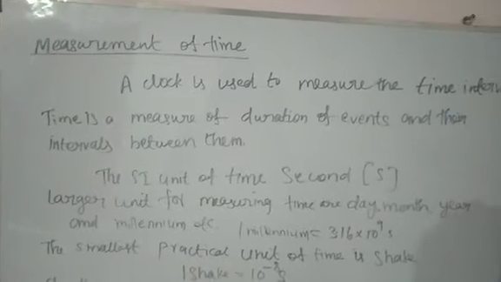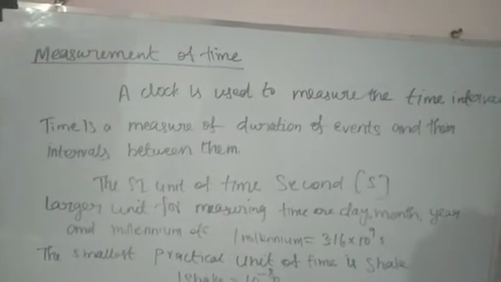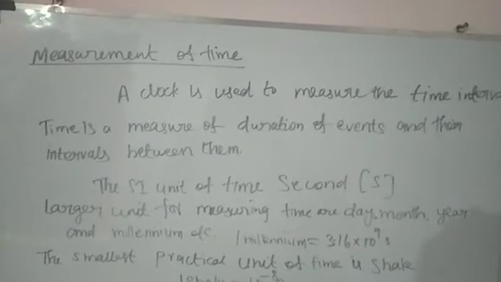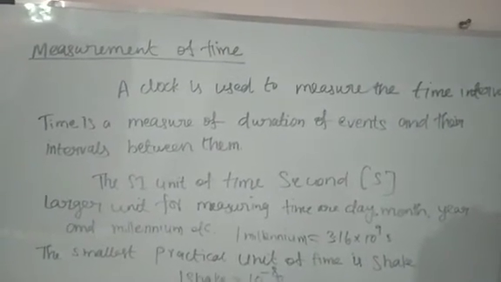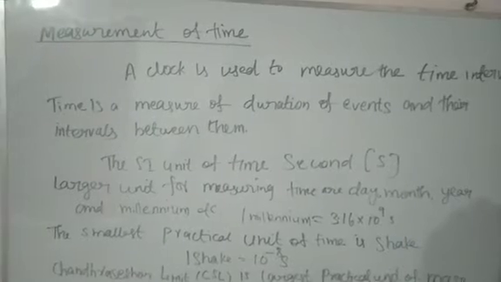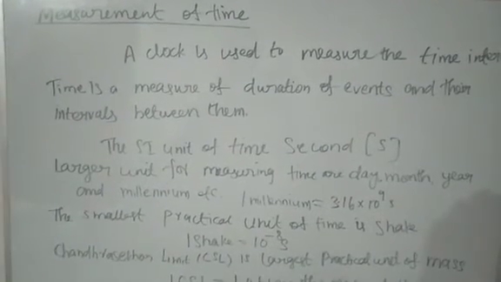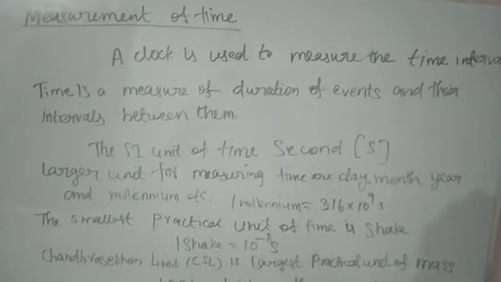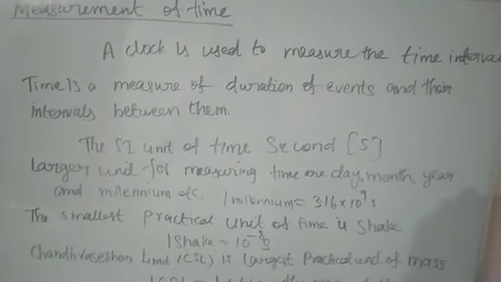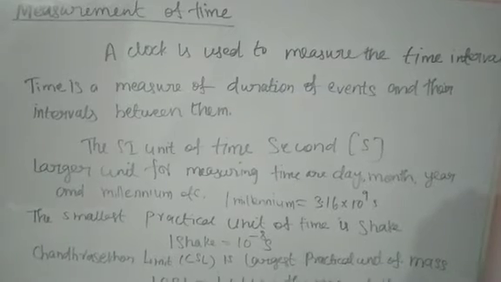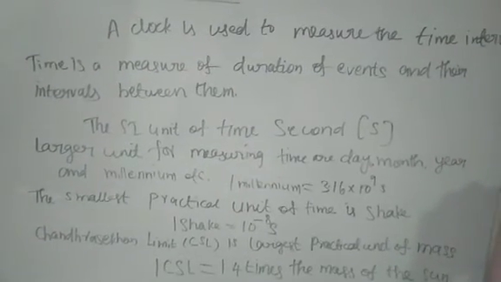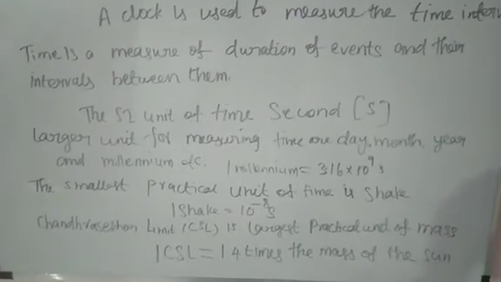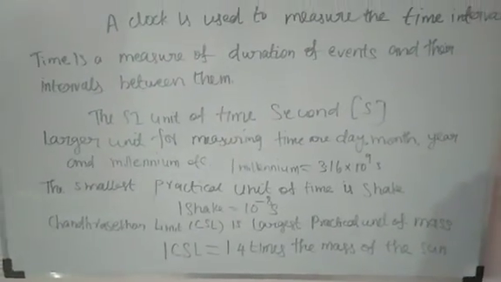Next, measurement of time. Time is measured using a clock. Time is defined as the measure of duration of an event and the interval between them. The unit of time is second. Larger units of time are day, month, year and millennium. 1 millennium equals 3.16 x 10^9 seconds. The smallest practical unit of time is shake. 1 shake equals 10^-8 seconds.